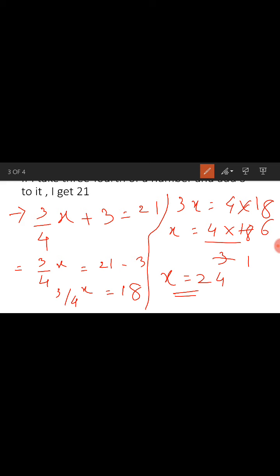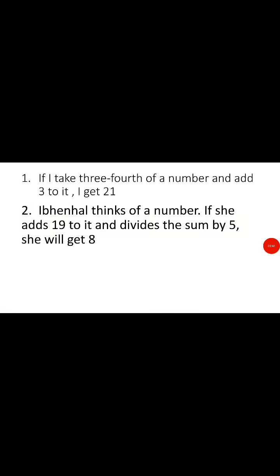Students, copy this in your notebook. Okay, let's go with next question. Students, let's go with second question.